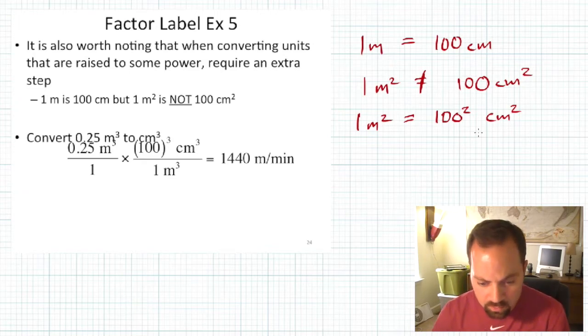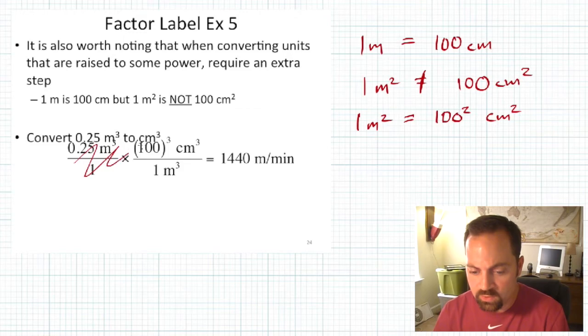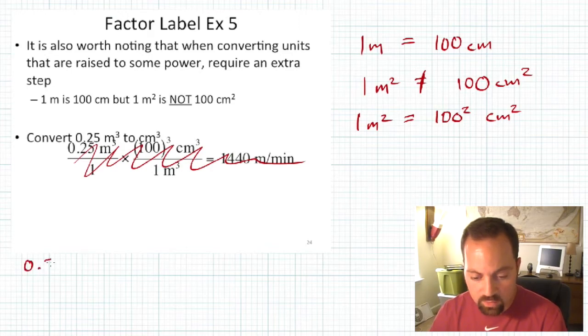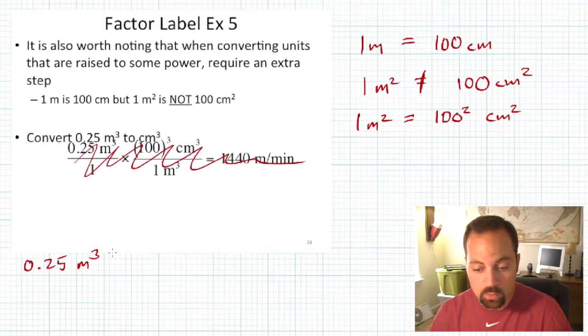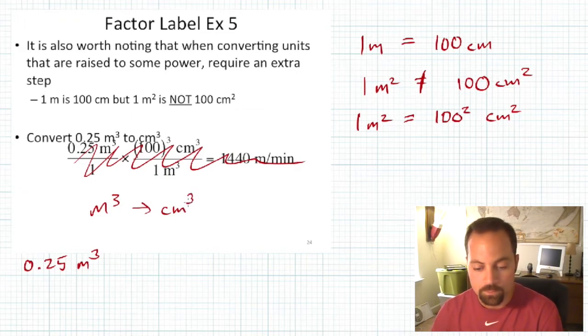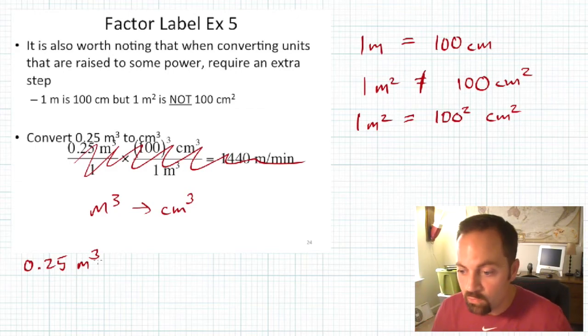So let's ignore this right here. That right there is wrong. I don't know how that got in there. But let's convert 0.25 meters cubed to centimeters cubed. Alright? So we're starting out with 0.25 cubic meters. It's an amount of space, it's volume.